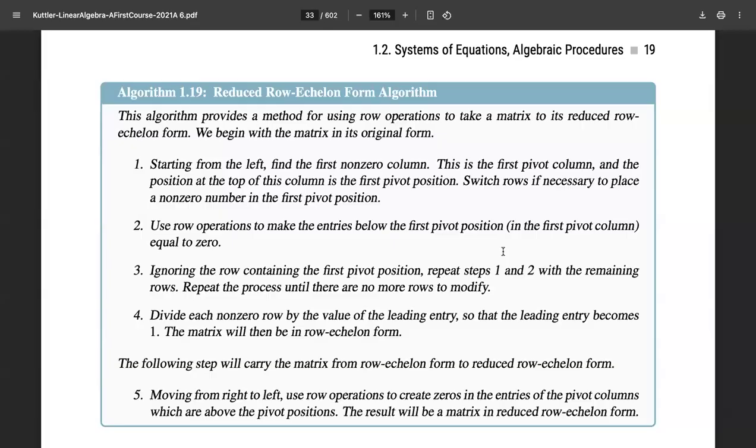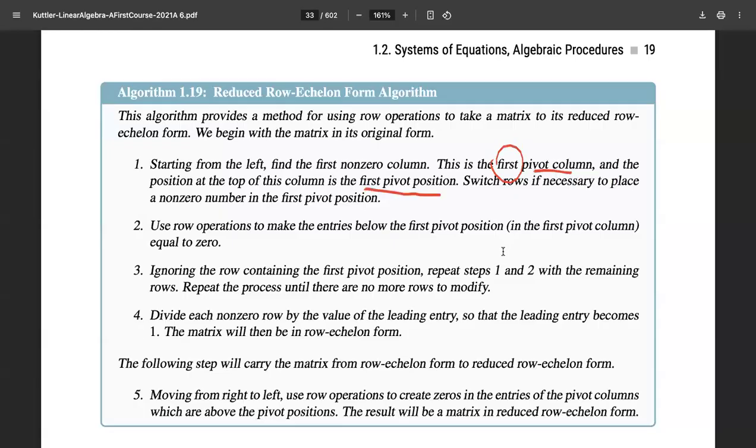Once you find the first non-zero column, this is the first pivot column, and the position at the top of this column is the first pivot position. Once we identify this first pivot position, we want to swap the rows if necessary and place a non-zero number in the first pivot position.